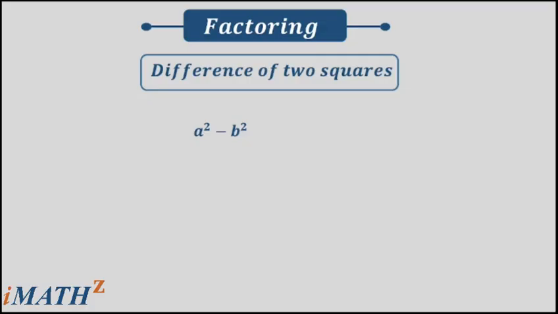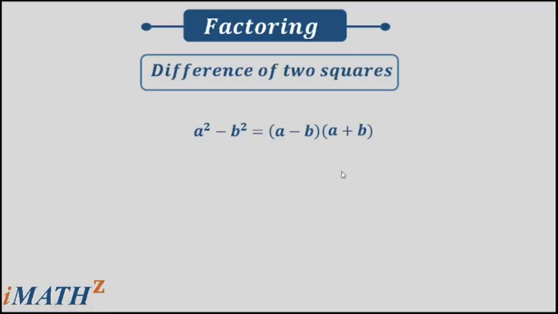A is a perfect square and b is a perfect square. So if you have a difference of two squares, you could quickly factorize them to be a minus b times a plus b. So if you remember this formula, then whenever you're subtracting two perfect squares, you could just write them as a product containing a minus b and a plus b.